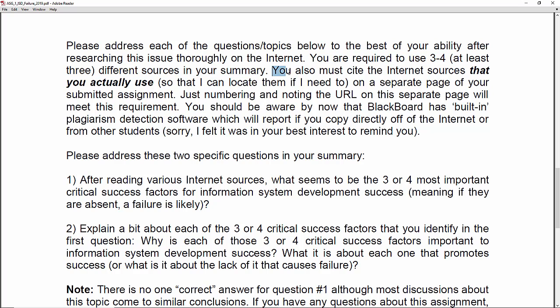And I want you to cite these internet sources, the ones that you actually use, on a separate page beyond the 2-3 written pages of single-spaced typed text. So they would be on a 4th page. Just give me the URL that you used, numbering and noting the URL on the separate 4th page to meet this requirement. Okay? So those are the requirements.